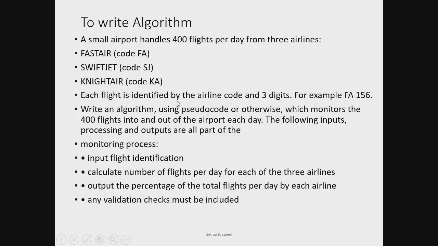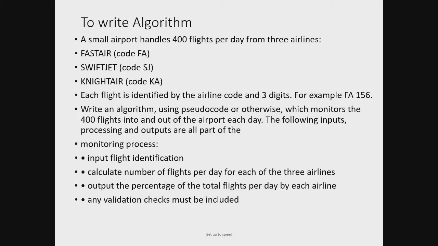Each flight is identified by airline code, that is FA, SJ, KA, and 3 digits. For example, this flight is FA156. That is the name of the flight. Now, what is the question? Write an algorithm using pseudocode or otherwise which monitors the 400 flights into and out of the airport each day. The following input, processing, and output are all part of the process.